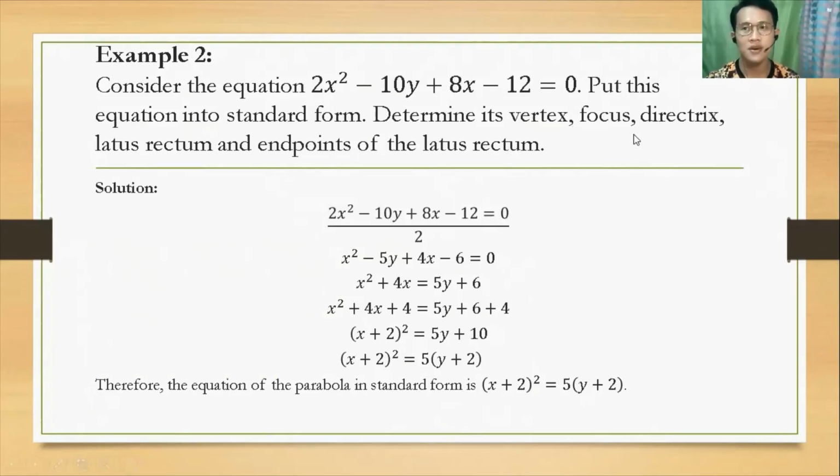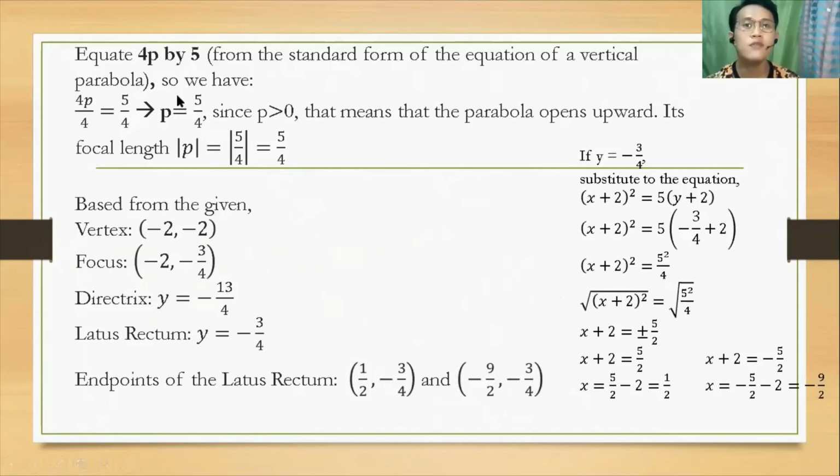Determine the vertex, the focus, the directrix, the latus rectum, and endpoints of the latus rectum. It will be very easy for us now since it's in a standard equation. Remember, what's next to x will be our h. What's next to the variable y will be our k. And the 4p is located here. Equate 4p to 5, as I mentioned earlier. So 4p is equal to 5. Divide both sides by 4. You will get p is equal to 5 over 4.